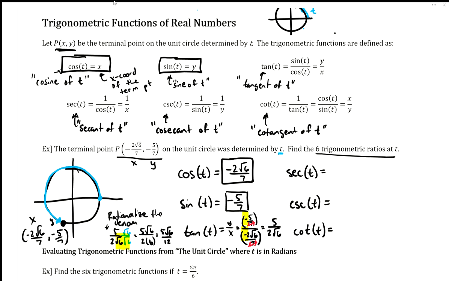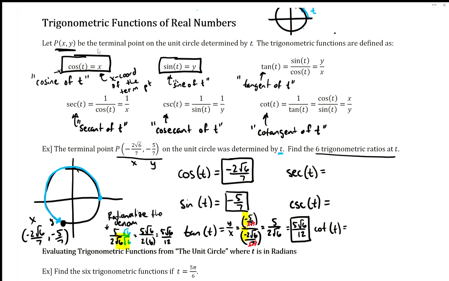Okay, so sorry, I wrote those a little too close if you were writing too big like I did. Let me move the cotangent of t over just a little bit because I wanted to squeeze in that tangent answer. So there was my scratch work to get it. It did simplify to be 5 radical 6 over 12. Okay, so there we are.